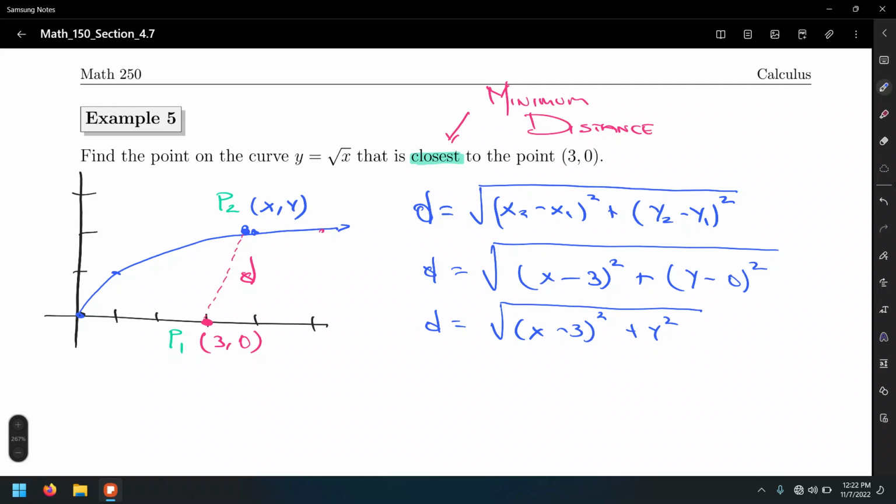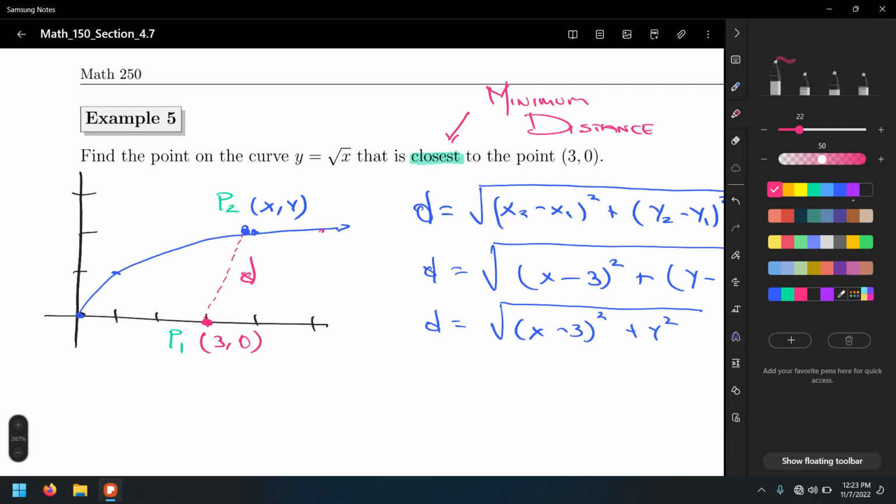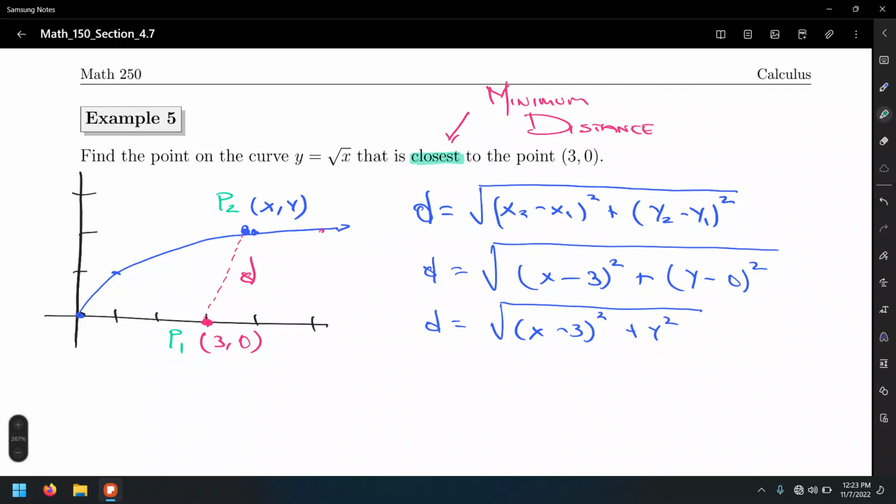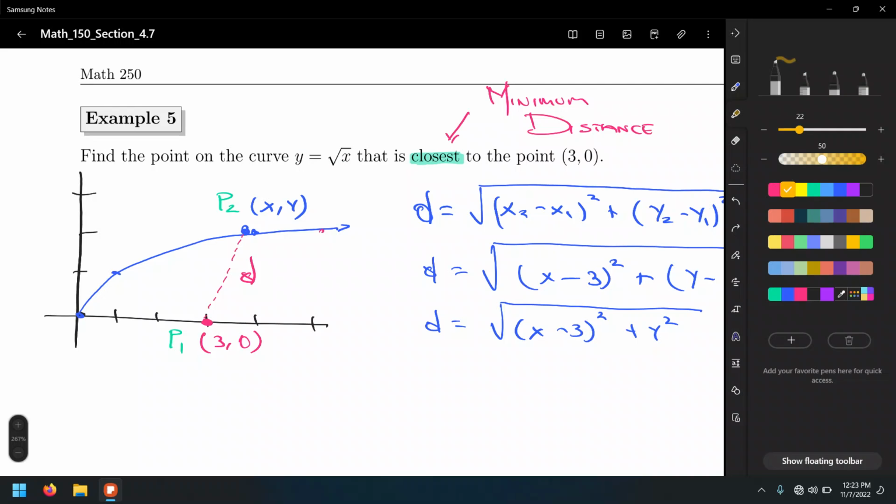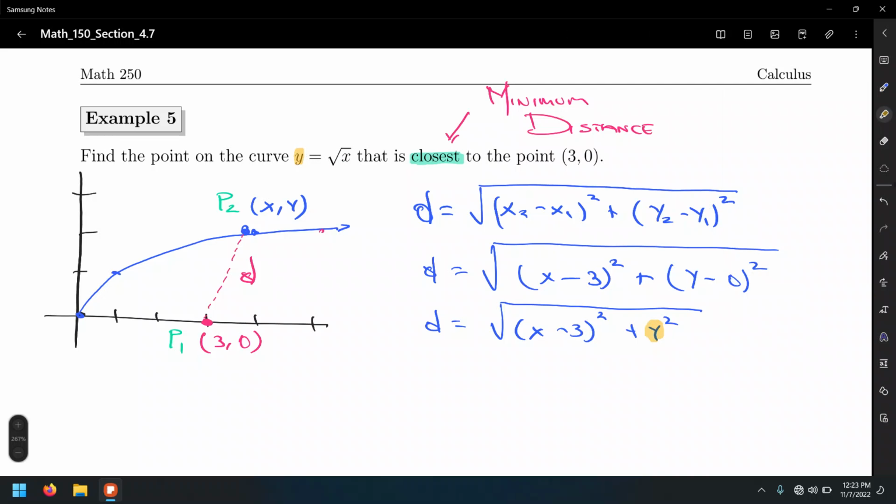Number one, this is a function with two variables. We need to make this a function of a single variable so we can find the derivative and find the critical values. You know the drill for that. So let's go ahead and do that. Number one, we're given a y. This y right here is the given function: y equals the square root of x. That's what we're going to replace that with.